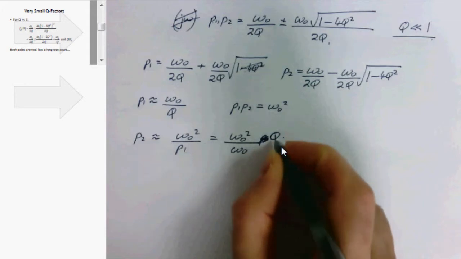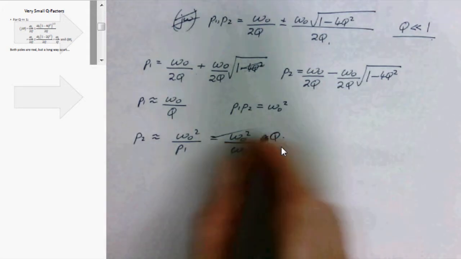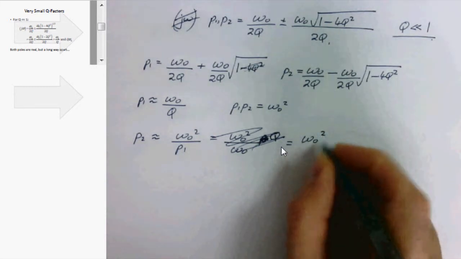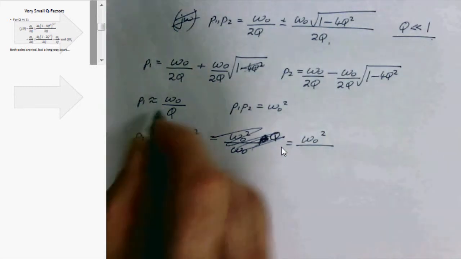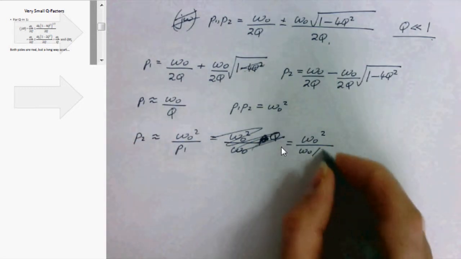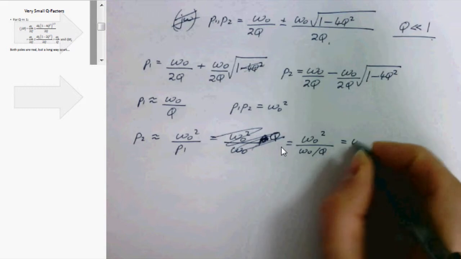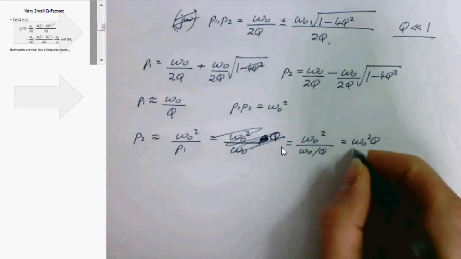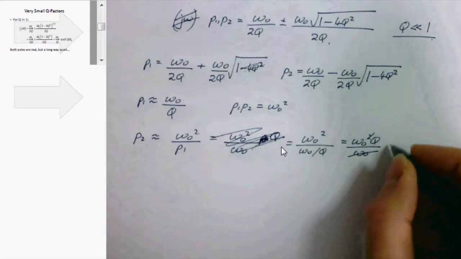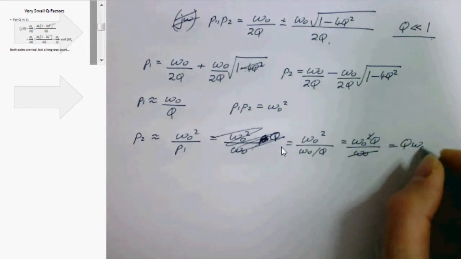I'm trying to do too many lines of algebra at the same time. Let's not do too many lines of algebra at the same time. Omega naught squared over P1. P1 is omega naught over Q, so that's omega naught squared over omega naught over Q. Omega naught cancels with that. Net result, Q times omega naught.